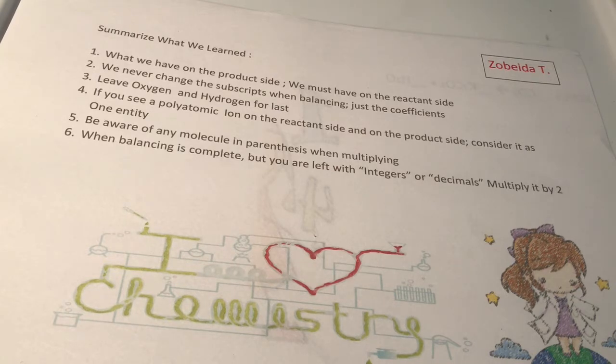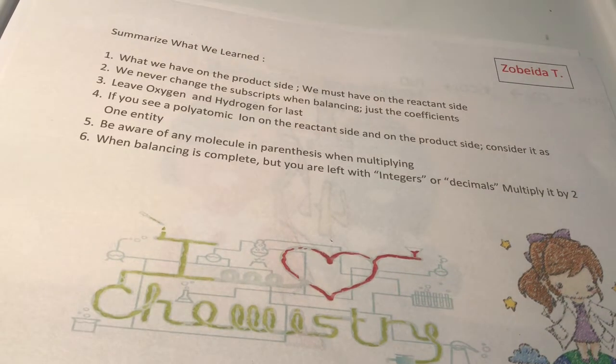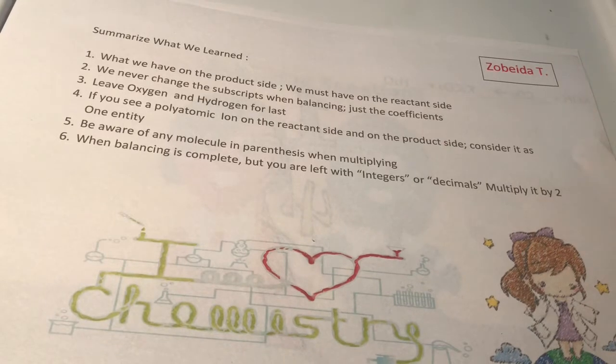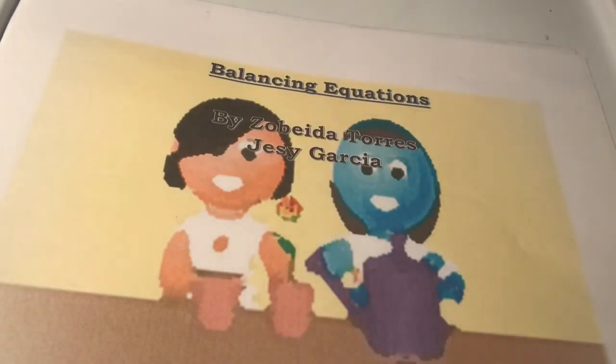And when your balancing is complete and you're still left with decimals, just multiply all the coefficients by 2. And remember, as I said, when you're dealing with multiplying your subscripts, if it's separated by parentheses, like we saw with the sulfate, we saw that oxygen had a subscript of 3, but sulfate only had a subscript of, actually, you didn't even see a subscript. So you want to be careful and make sure that you're multiplying the correct coefficient and subscript.